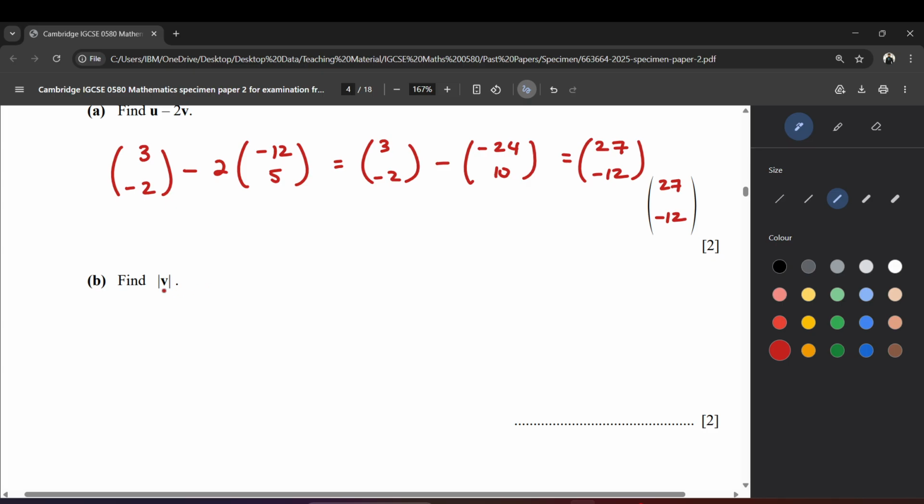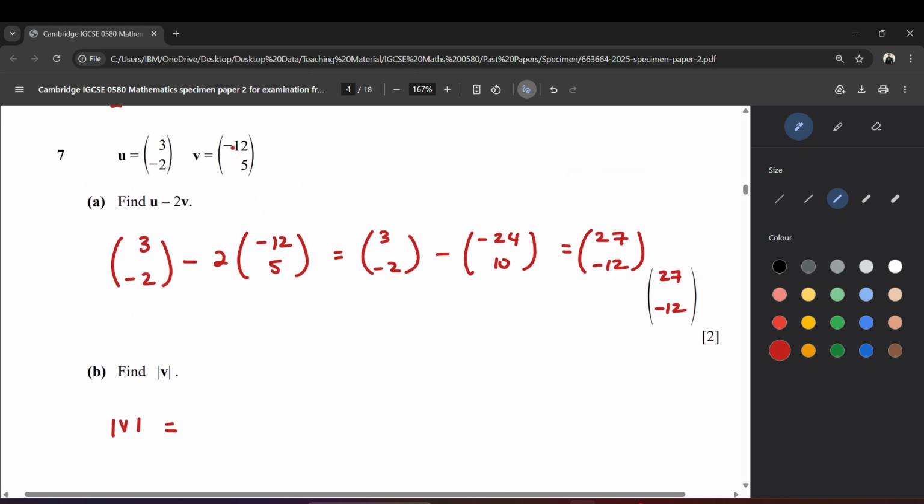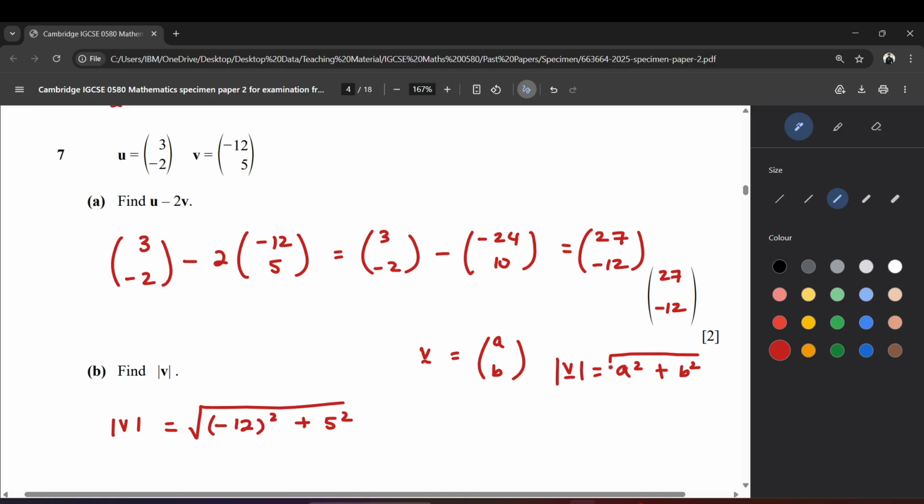Now it says find the magnitude of v. So magnitude of v will be calculated as, so this is your v, right? So that will be the square root of minus 12 whole square plus 5 square. This is the formula that if let's say your vector is (a, b), the magnitude of your vector is going to be the square root of a square plus b square. So that's how you find the magnitude of the vector.